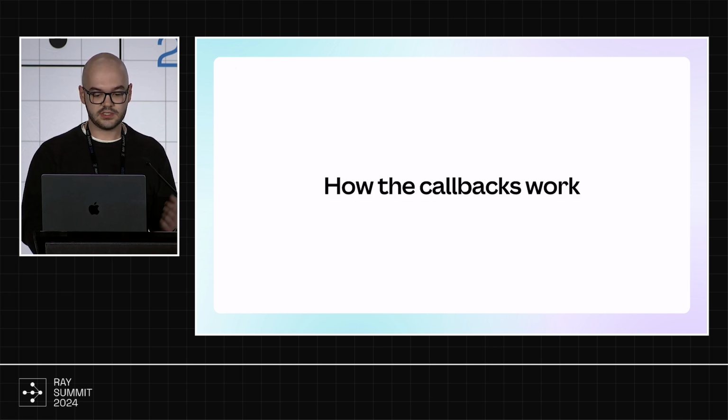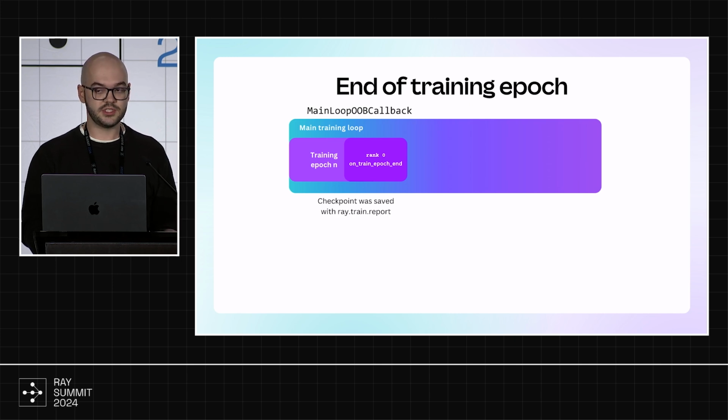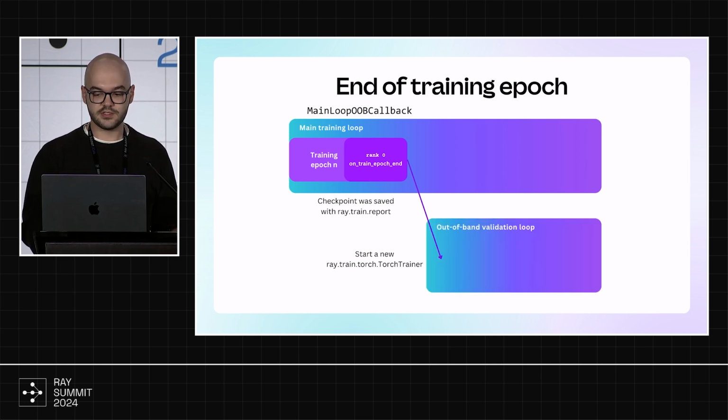Now let's take a deeper look into how these callbacks work. One interesting event is the end of the training epoch, so let's see what happens there. Over in the main training loop, we have, as you remember, the main loop out-of-band callback running, and it's going to get triggered on the train epoch end. We assume the checkpoint was saved by the user using RayTrain report, and we're able to pick up this checkpoint location and then start a new RayTrain TorchTrainer. We do that from the global rank 0. And this new trainer will only perform a single validation loop.